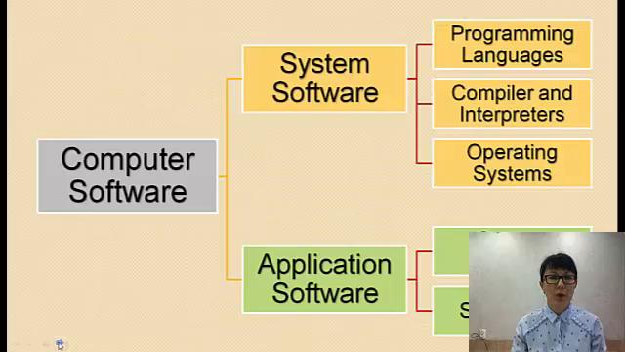This slide shows the scheme of computer software. Computer software consists of system software and application software. System software has the following parts: programming languages, compilers, interpreters, and operating systems. And application software has two parts: general purpose and specialized.